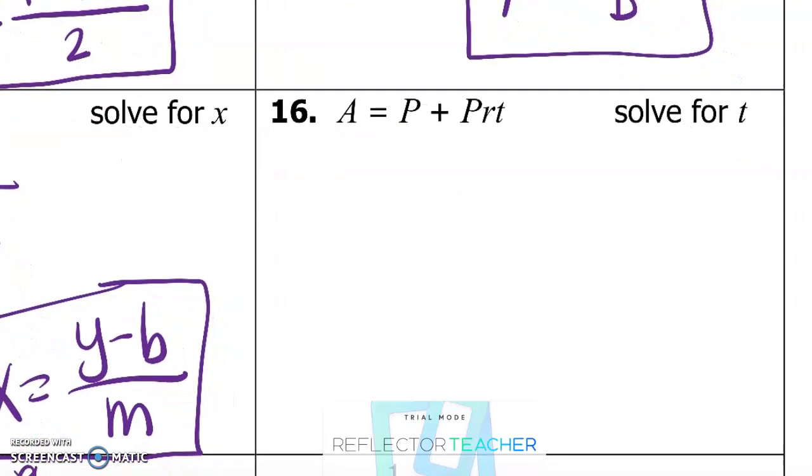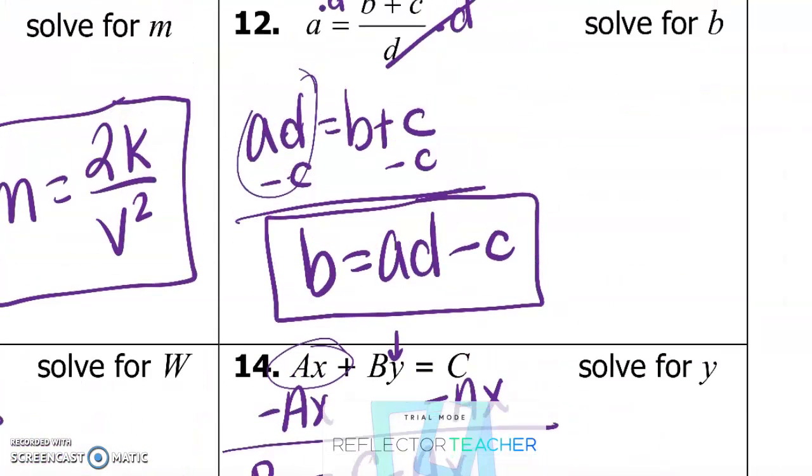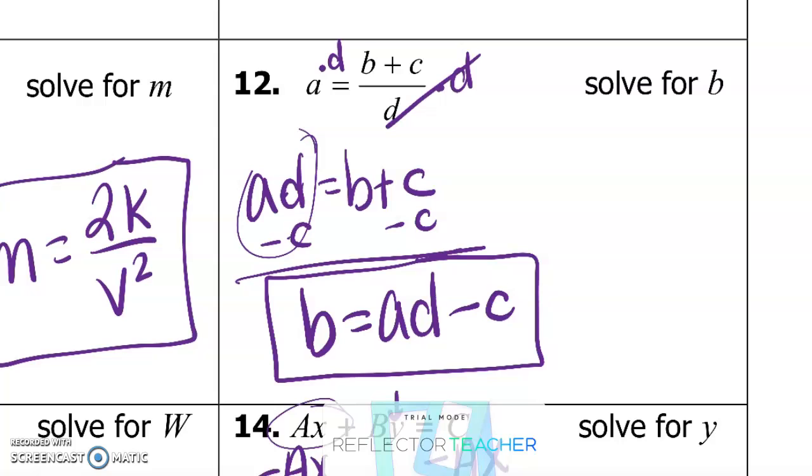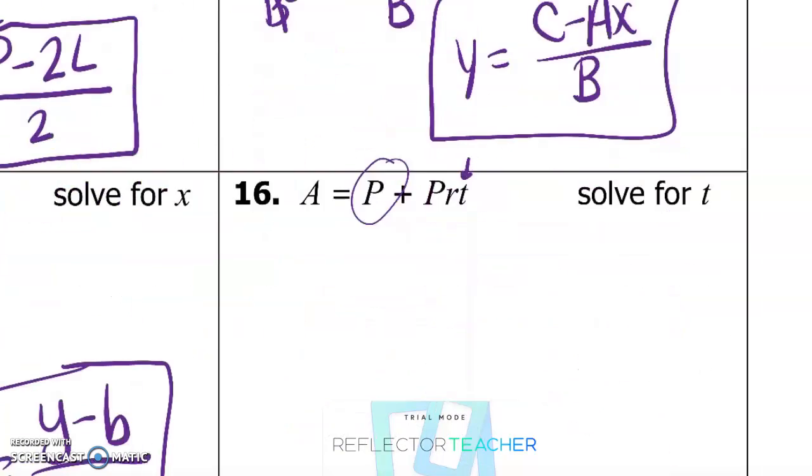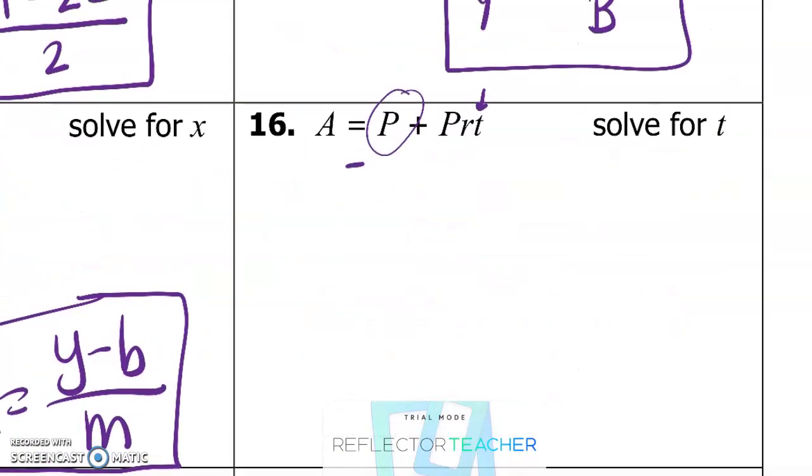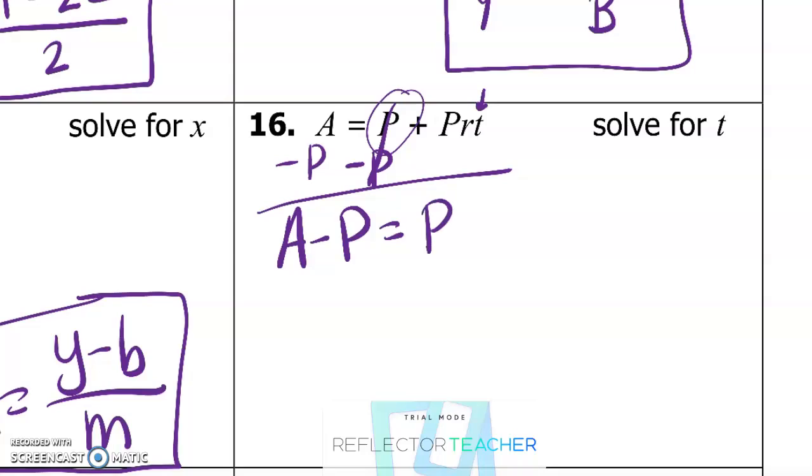And finally 16, we still have 18, getting that t by itself. So first we need to get rid of this p over here. Anything that's being added or subtracted, we get rid of first, unless it's like number 12, where we have everything being divided by something. Okay, so we need to subtract p to get rid of that one. A minus p equals PRT.